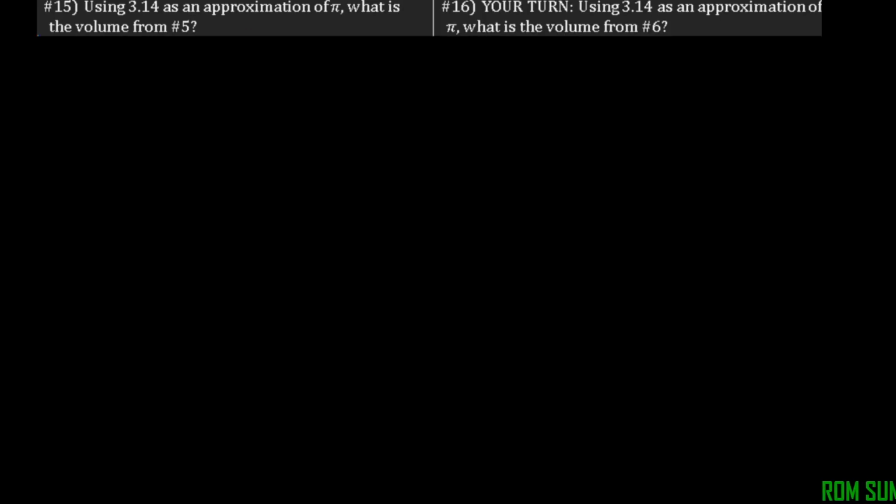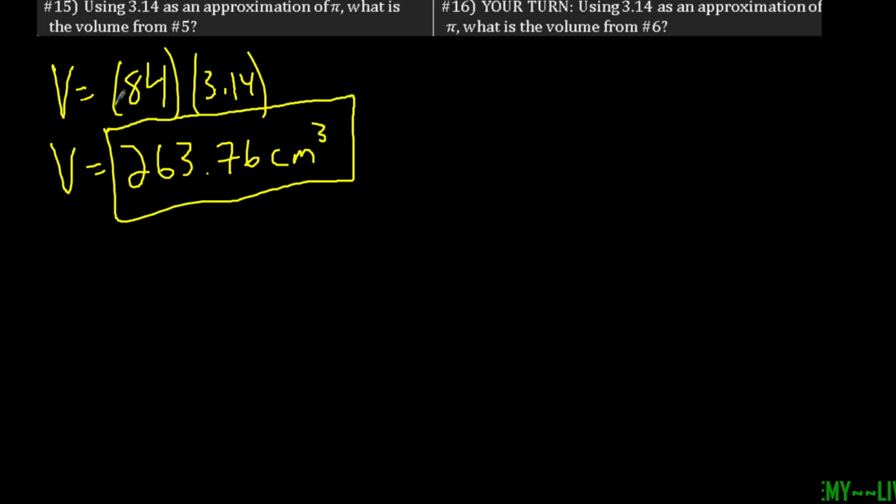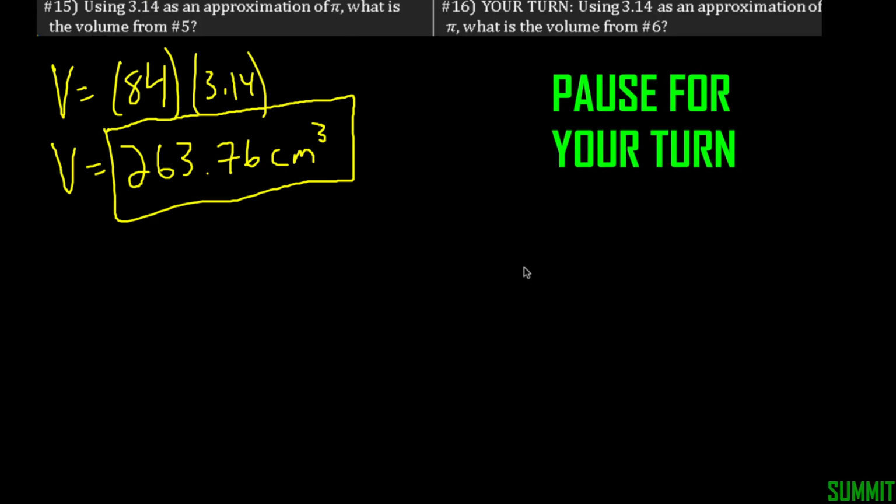For the next one, we're going to find the volume of number 5. So let's do a different color here. Let's say yellow. So our volume was 84 pi. So we have 84 times 3.14, which is going to be equal to 263.76 centimeters cubed. Same setup for number 16. Make sure you can pause for your turn and you find that numerical value for the volume of number 6.